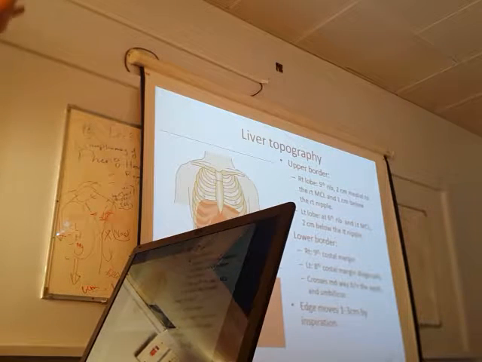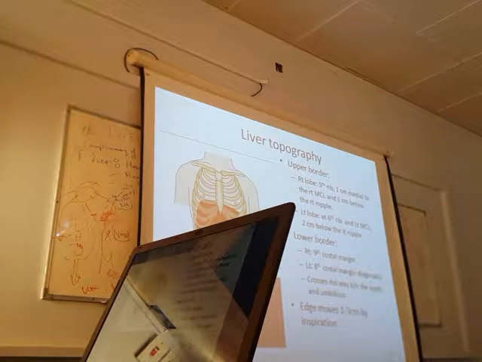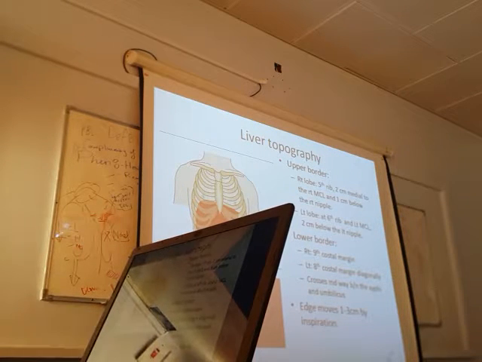Now you should see the upper border of the liver: the right lobe and the left lobe. These two are very important. It has two lobes, right? So the fifth rib, 2 centimeters medial to the right mid-clavicular line. Usually it starts from the fifth intercostal space, 2 centimeters medially, below the right nipple. That is the upper border.